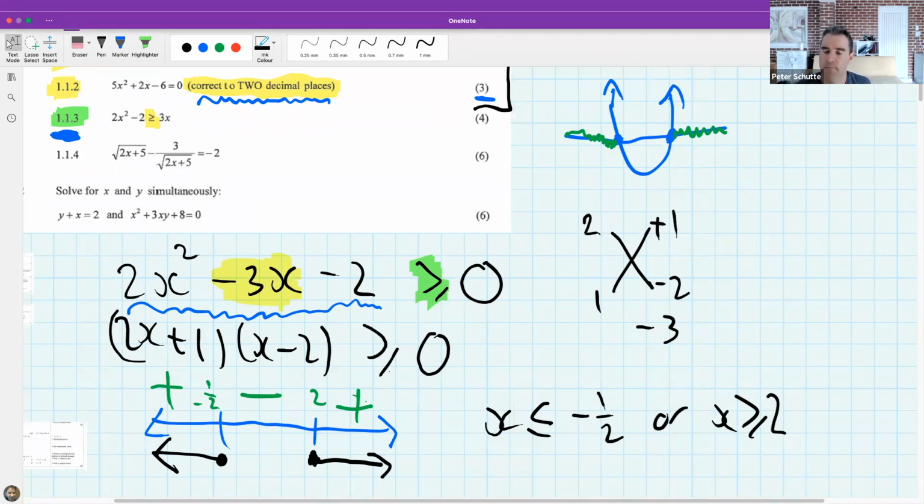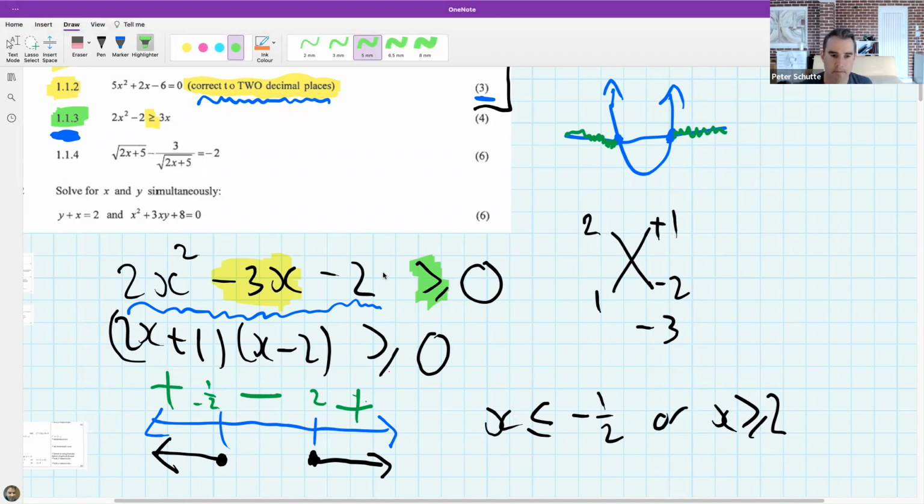Sir? Yeah. Does the negative in the 3x cause the x to be less than or equal to -1/2, or, okay, less than or equal to the 2? I don't know if I worded that correctly. No. Okay, now the negativeness or the positiveness is of this whole expression.